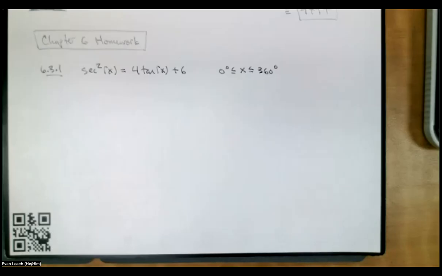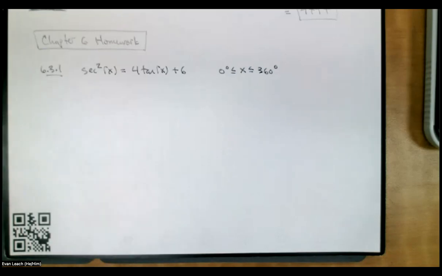Solving equations, section 6.3, is where we have to go beyond the basic solving of equations, where we can do inverse operations in reverse order. Here we've got an equation with secant squared equal to 4 tangent plus 6, and we want to solve for x between 0 and 360.